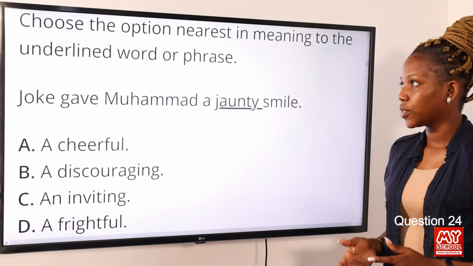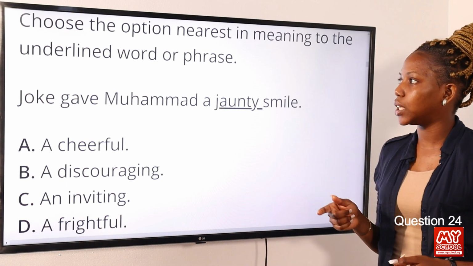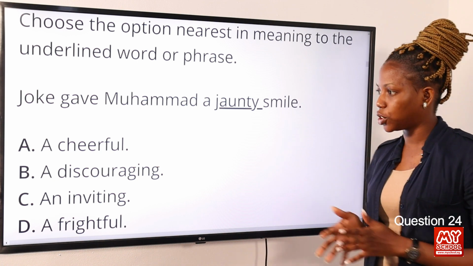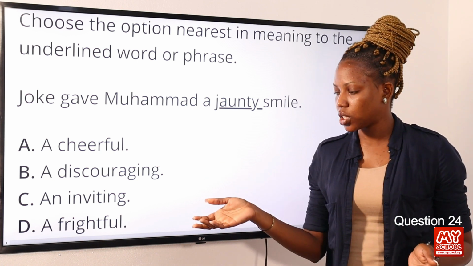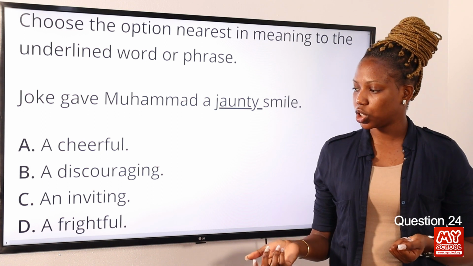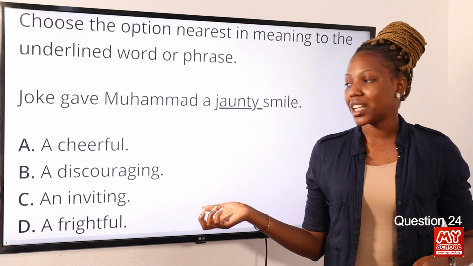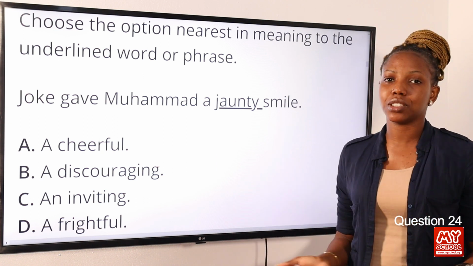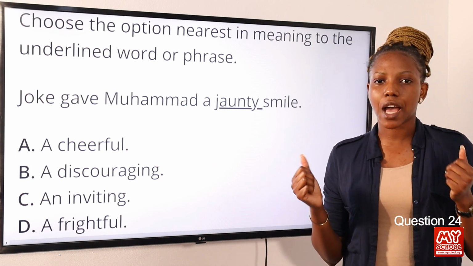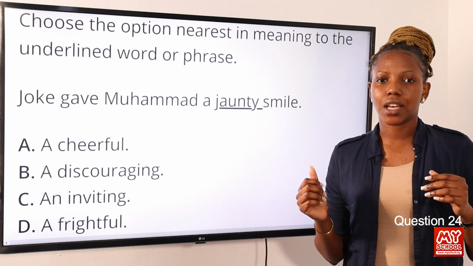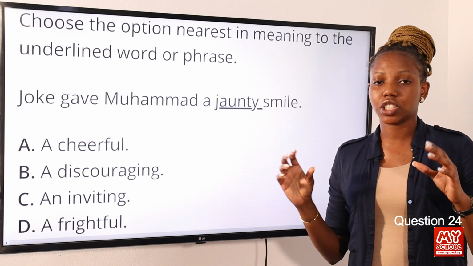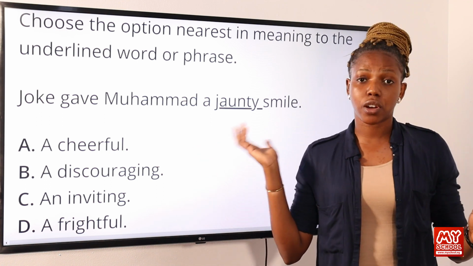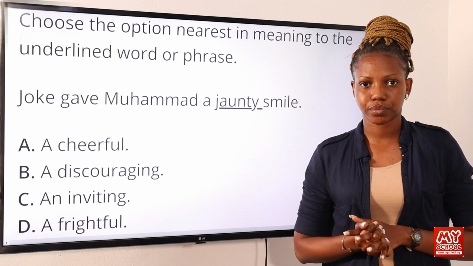Question 24. Choose the option nearest in meaning to the underlined word or phrase. Joke gave Muhammad a jaunty smile. Option A, a cheerful. Option B, a discouraging. Option C, an inviting. Option D, a frightful. Now the answer to this question is a cheerful. Now why is this so? The word jaunty means to be cheerful, to be happy, to be flashy, and all of that. So it's actually a positive word, and option A, a cheerful, is the correct answer to this question.